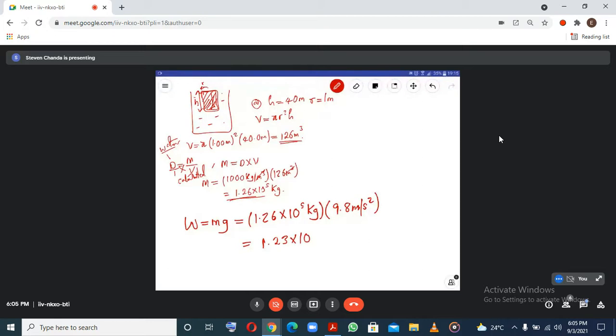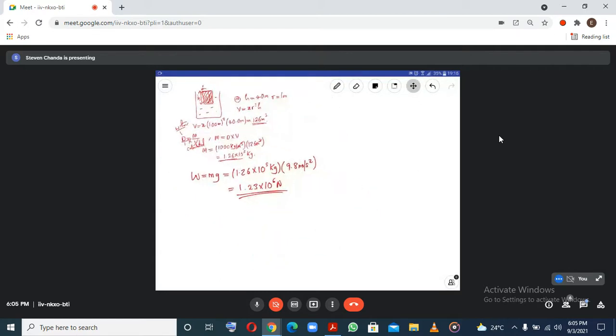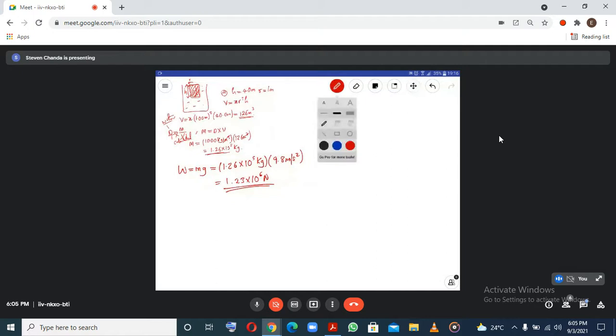So it all came from the understanding that we could calculate the volume. Then, since density is always the same, you can use it to calculate the mass. Then from there, we could calculate our weight. So that's the first part.